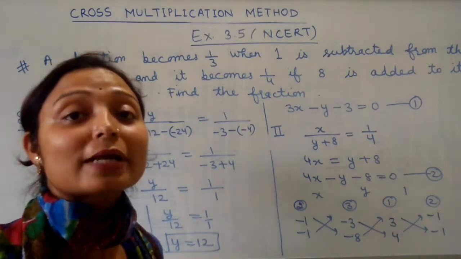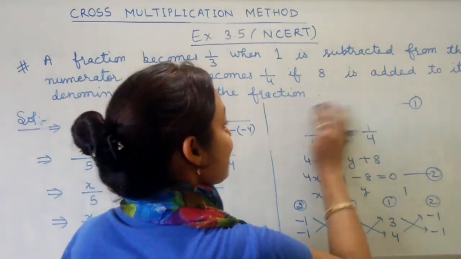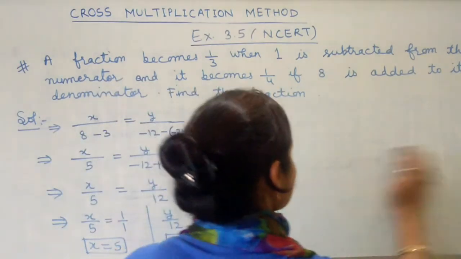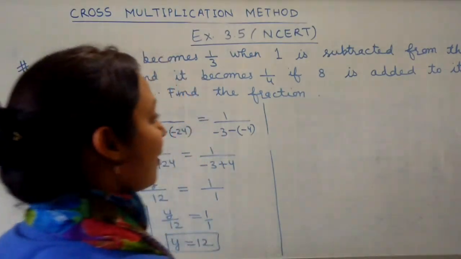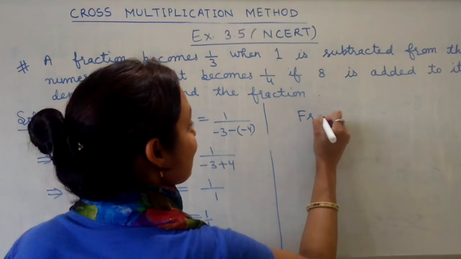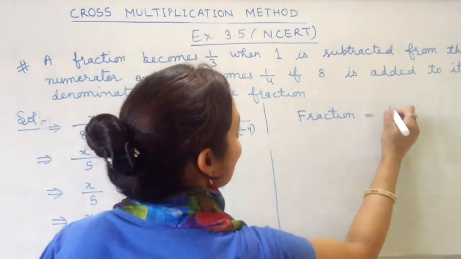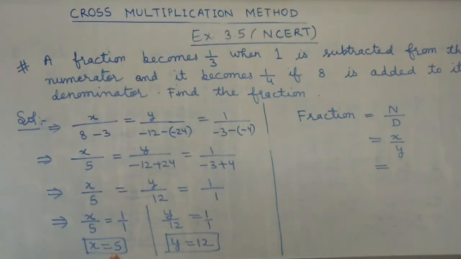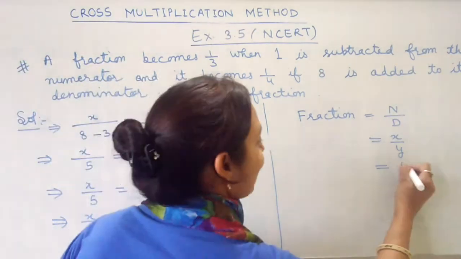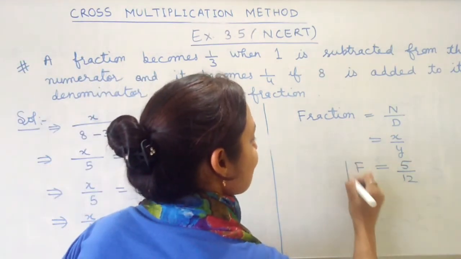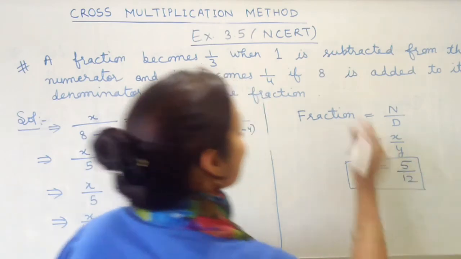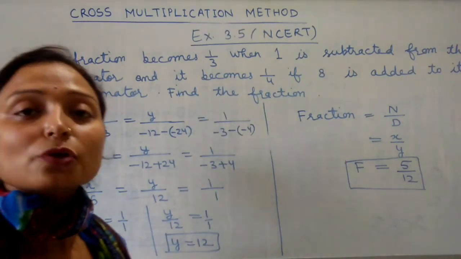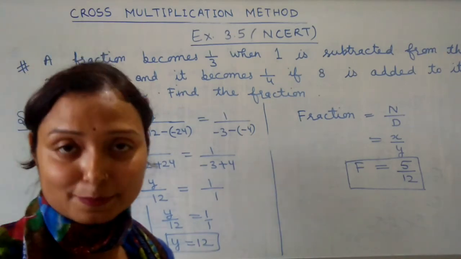At last you have to write the fraction. How can you write the fraction? Taking the values which you supposed in the starting of the question, you supposed that the fraction is numerator upon denominator, that is x upon y, and what is the value of x? That is 5, and what is the value of y? That is 12. So 5 by 12 is the fraction. This is the fraction which the question demands.